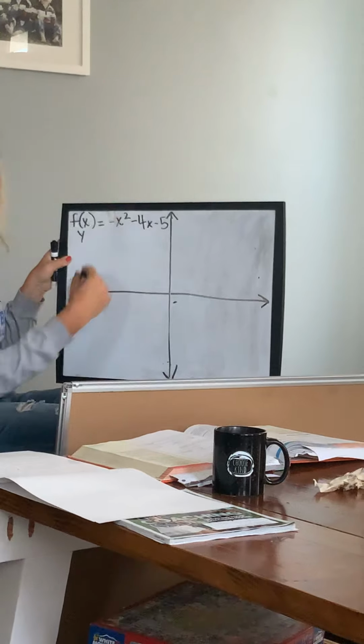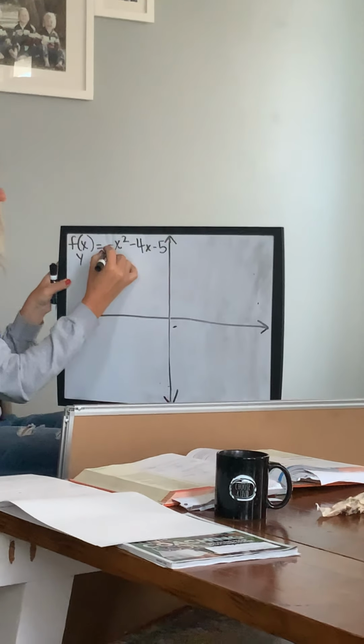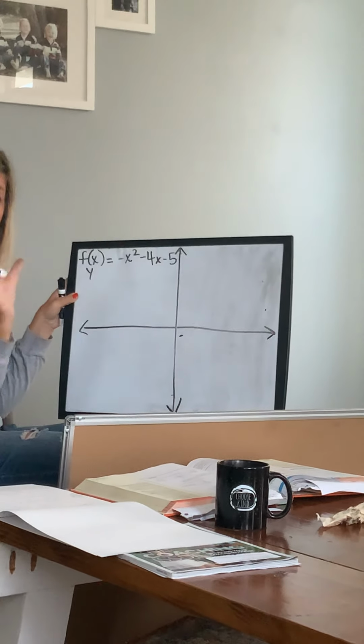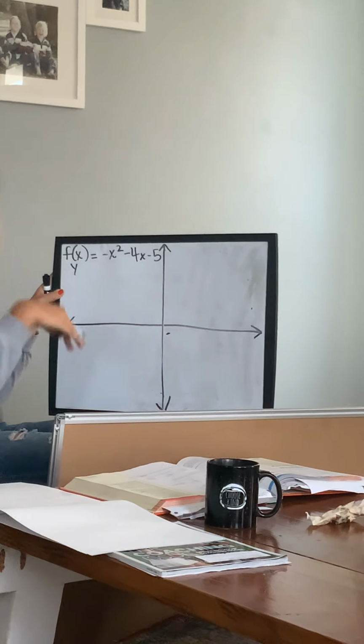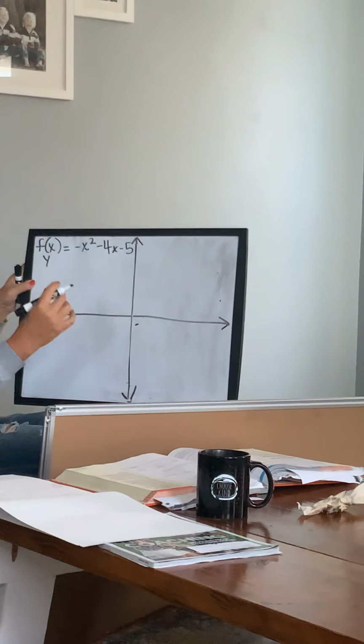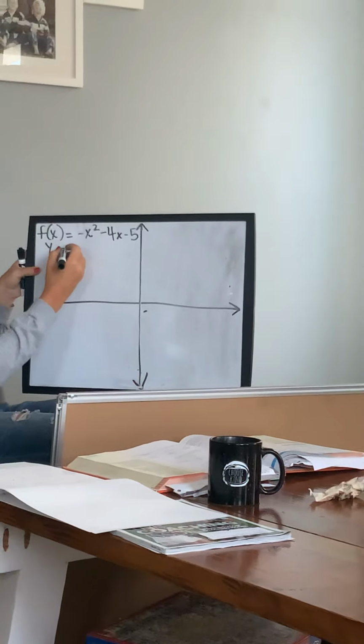So we know it's going to open downward, which is going to make our vertex the maximum value. So those two go hand in hand. A negative value goes downward, which means your vertex is a maximum, okay? So you'll see that in just a second.